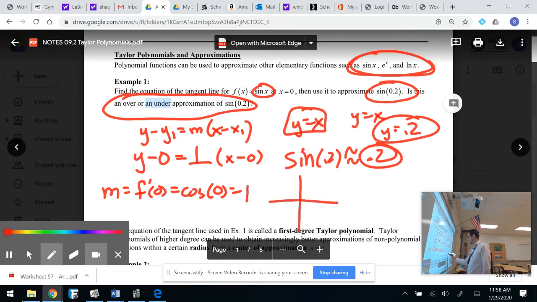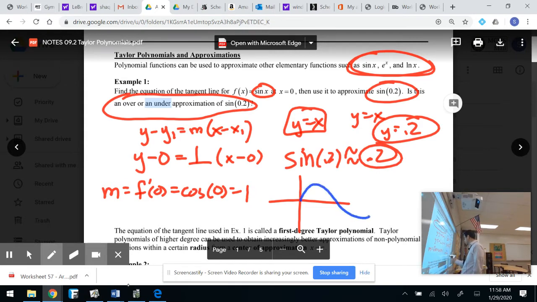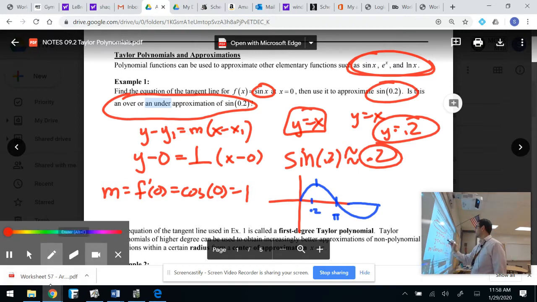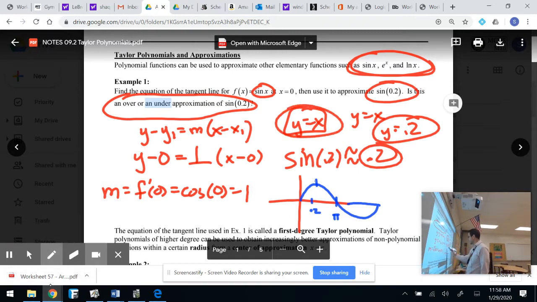Well, if we remember our graph of sine, let's make that blue. Our graph of sine looks like this, right, class? Boom, where that would be pi, and that'd be pi over 2. So 0.2 would be about right there. And my approximation was the line y equals x, which happens to be that tangent line right there. So if you look, it happens about right there. And I don't know about you, but that red is definitely over that blue. And since the red is over that blue, this 0.2 would be an over approximated value.